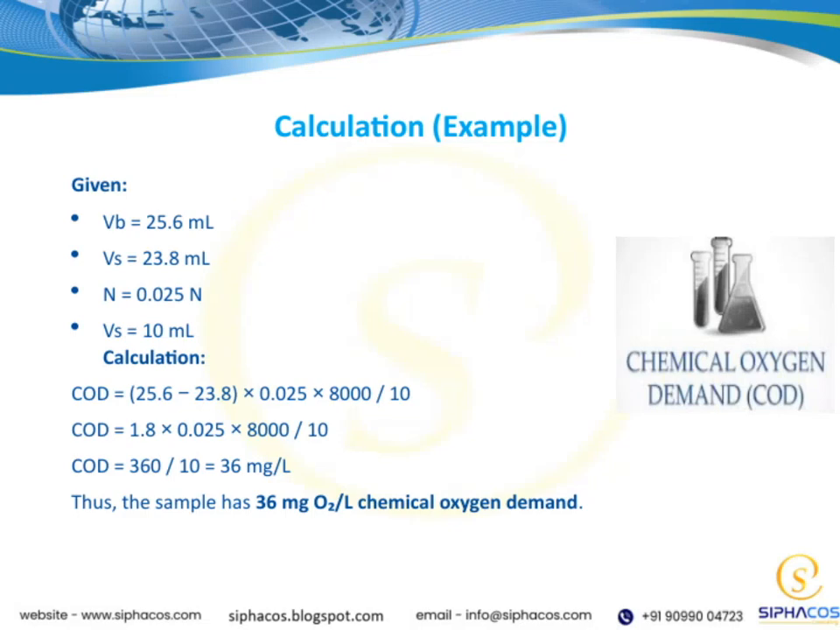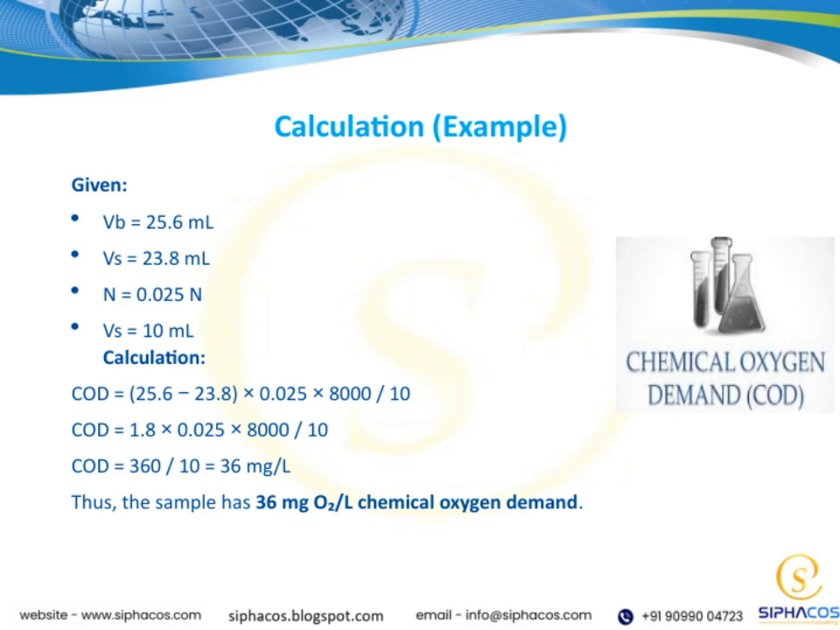All right, let's walk through an example calculation to understand how we determine the chemical oxygen demand, or COD, of a sample. First, we start with the given values. The blank volume, VB, which is 25.6 ml, and the sample volume, Vs, which is 23.8 ml. We also have the normality, N, which is 0.025 N.